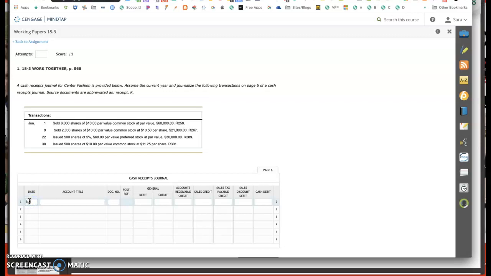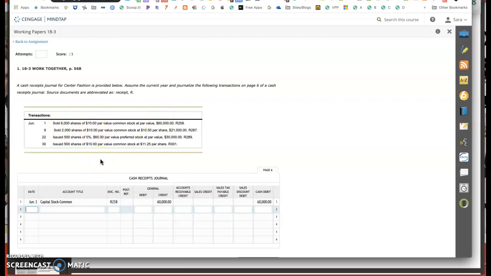So our date is June 1st. Our account title is capital stock dash common. Document number is R258. And then it will be a general credit of $60,000 and a cash debit of $60,000. Now remember, if they don't give you this amount here, you just take the shares times the amount.